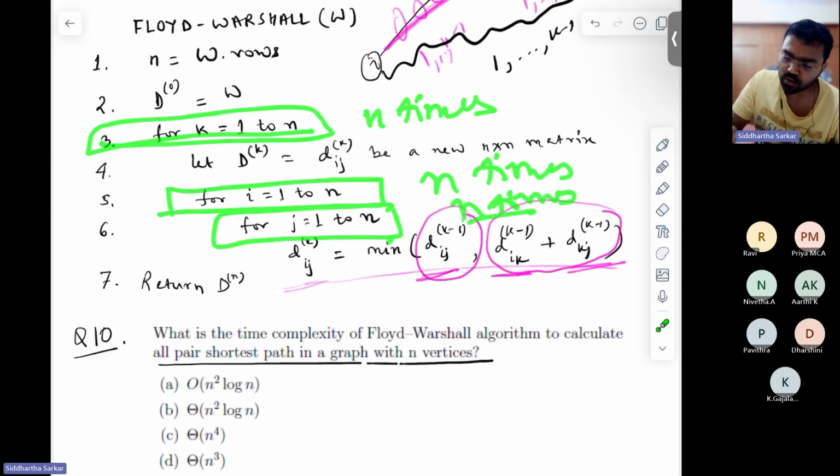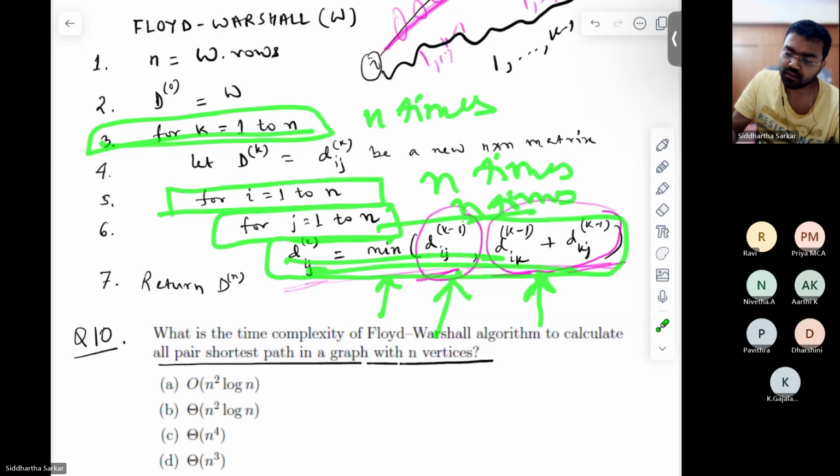But within this loop, what are we doing? We have two quantities which we have looked up from the table. We have formed a table D, and we're comparing these two quantities and taking the minimum. Finding the minimum of two quantities is just comparing. This is going to take constant time.